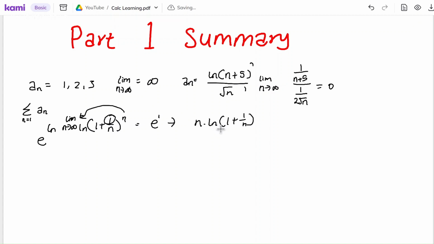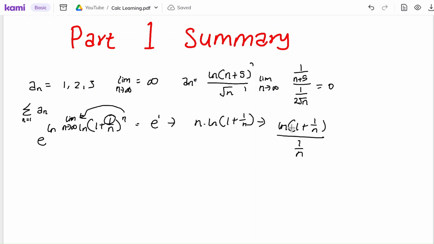So now from this point, we can convert it to ln of 1 plus 1 over n, over 1 over n. Because remember, n times ln of n is the same thing as ln of n divided by 1 over n. I'm just going to keep going for time's sake.